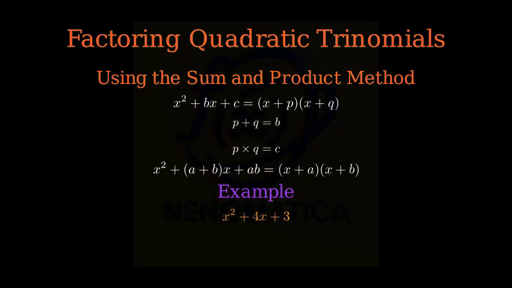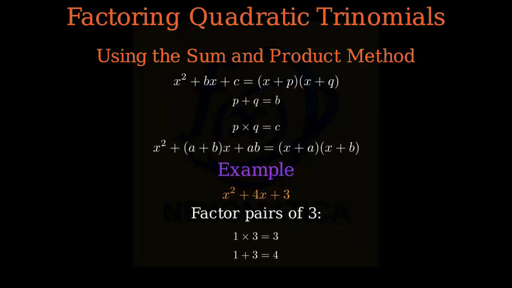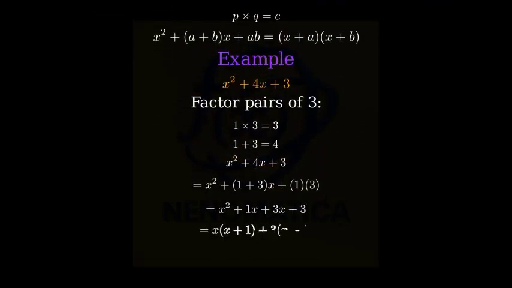We have x squared plus 4x plus 3. For this trinomial, we need to find two numbers that multiply to give us 3 and add up to give us 4. Let's list the factor pairs of 3: 1 and 3. Since 1 plus 3 equals 4, these are the numbers we're looking for. So our numbers are 1 and 3.